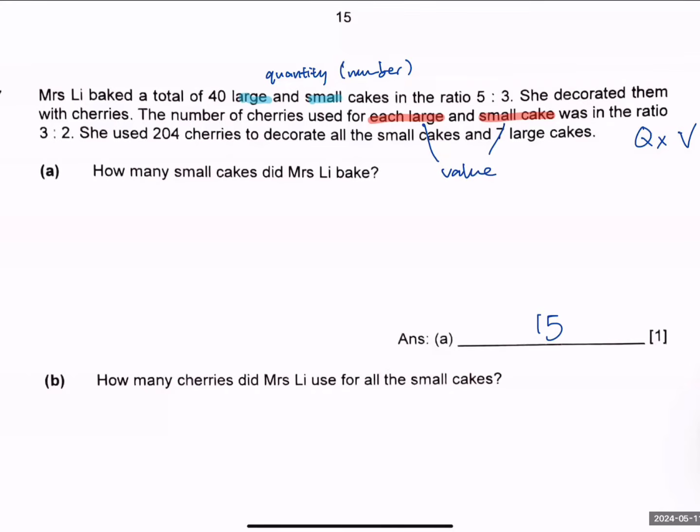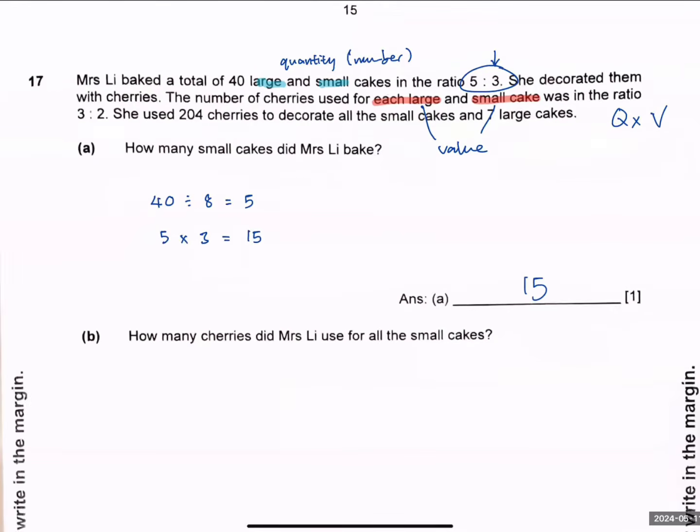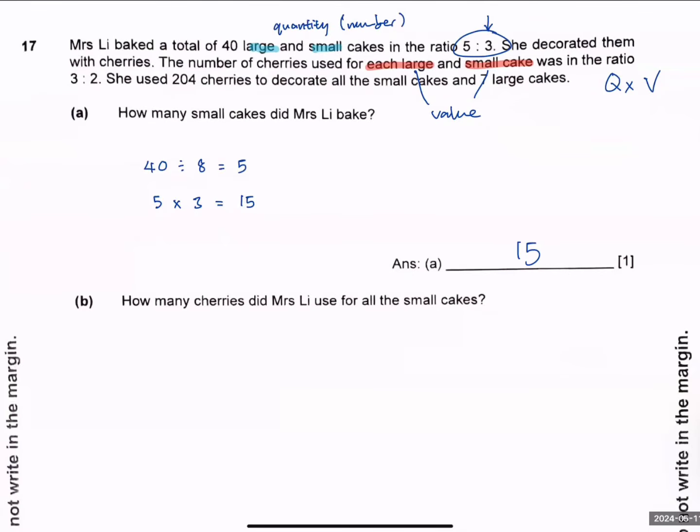Okay, the first one is we find the number of small cakes. So if you're finding the number of small cakes, 5 units to 3 units, right? So 40 divided by 8 equals to 5. Your total is 8 parts. You have 40 cakes, you divide by 8, and then your small is 3. So obviously, it is just 5 times 3 to give you 15. They give you 1 free mark here. If you get part A wrong, don't tell me.